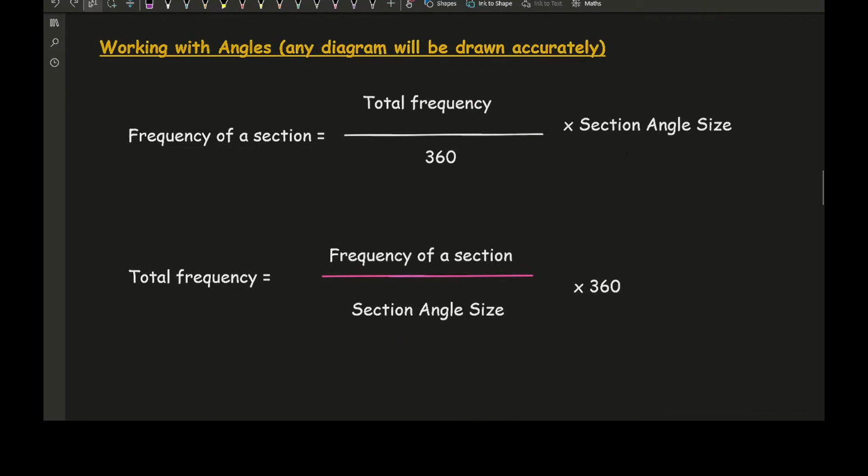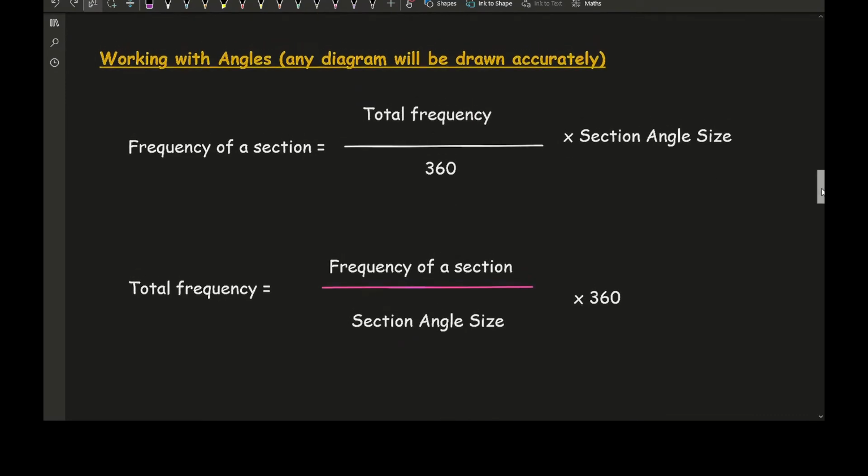Now, let's say you were given a question where your pie chart is not broken up into sections. Instead, it's just a blank circle, and it's going to involve angles. Now, this is probably what's more expected in a higher sort of exam. But again, it's important that you don't make questions more difficult than they actually are by just assuming that it is angles that we're working with.